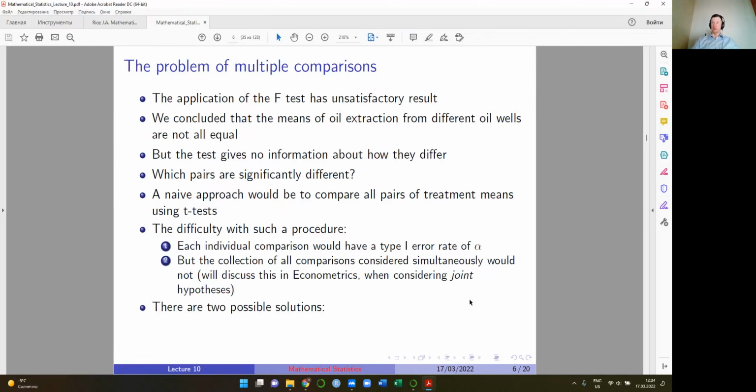So how can we solve this? There are two different approaches. One, the most popular approach, is called Tukey's method.